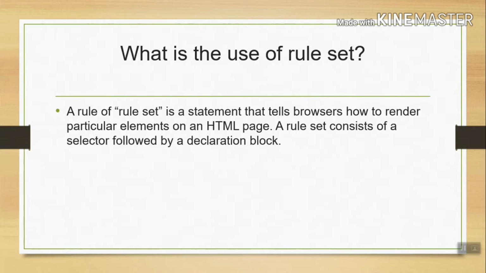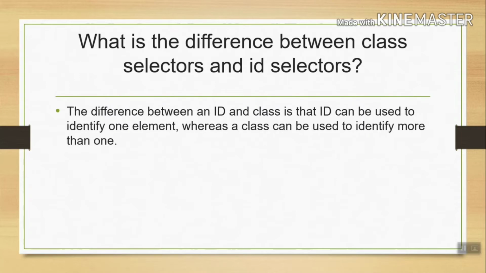What is the use of a rule set? A rule set is a statement that tells browsers how to render a particular element on an HTML page. A rule set consists of a selector followed by a declaration block. What is the difference between class selectors and ID selectors? The difference between ID and class is that an ID can be used to identify one element, whereas a class can be used to identify more than one.